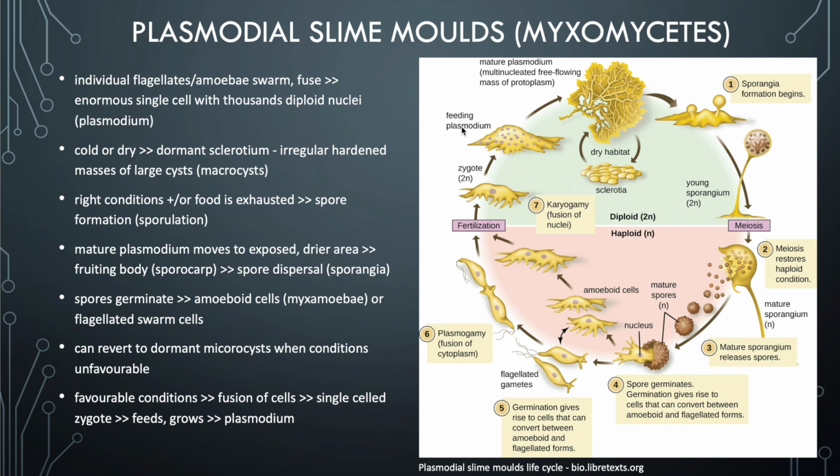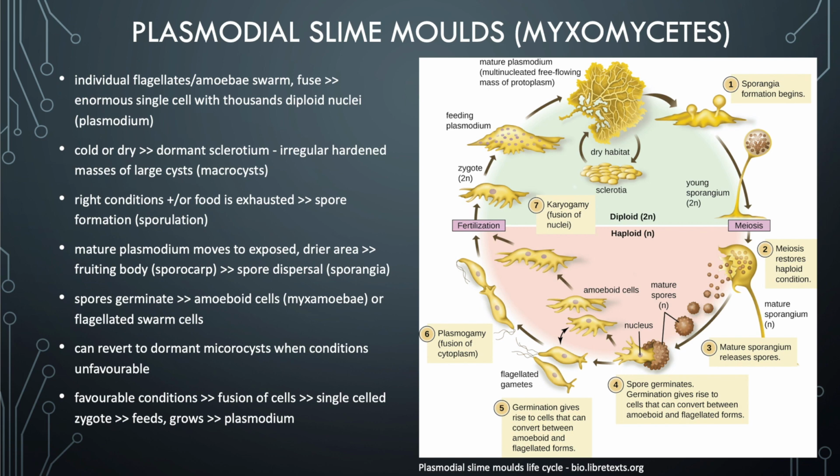And then the young plasmodium starts to feed and grow, and it multiplies its diploid nuclei and eventually becomes a mature plasmodium, which is multinucleated and has a free-flowing mass of protoplasm, and that's how it generates its movement and nutrient distribution within the giant cell that we call plasmodium. And then once again, if conditions become unfavorable, the habitat dries out, they can form a sclerotia to go into a dormant state, or when food runs out, they begin to form sporangia and the cycle begins again. So that is it in a nutshell.